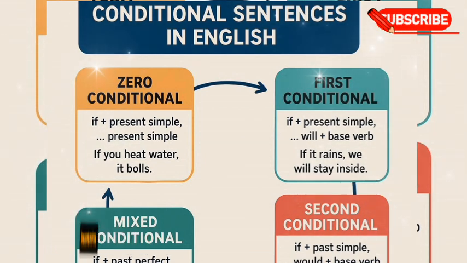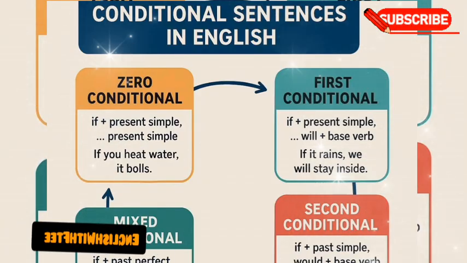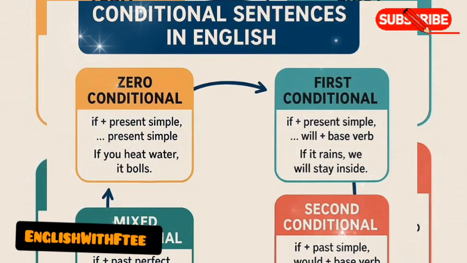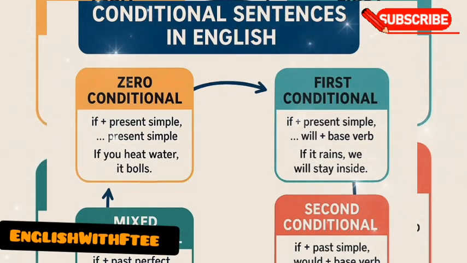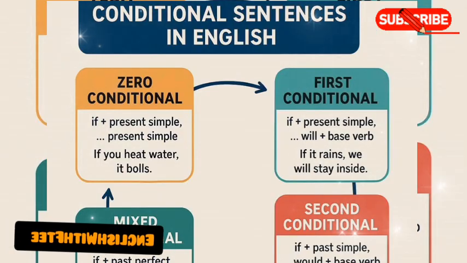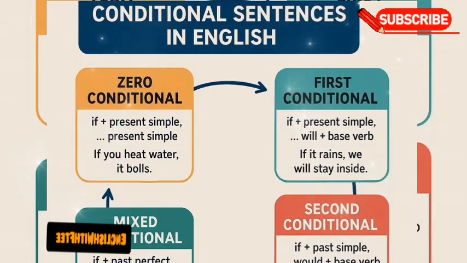We use the second conditional to talk about things that are unlikely or impossible. So we can express our wishes and dreams, talk about hypothetical situations, imagine what could happen if things were different.